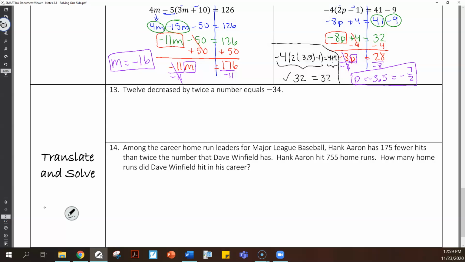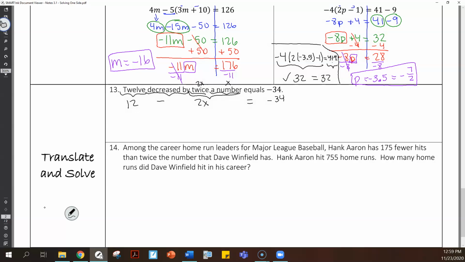So number 13, 12 decreased by twice a number equals negative 34. So remember that 12 is going to be 12. Decreased by tells me that I want to subtract. And be careful here because decreased by is not a turnaround word. So it's just going to be 12 minus twice, which means 2 times, a number. In this case, I want to use x. So twice a number is going to be 2x equals negative 34.